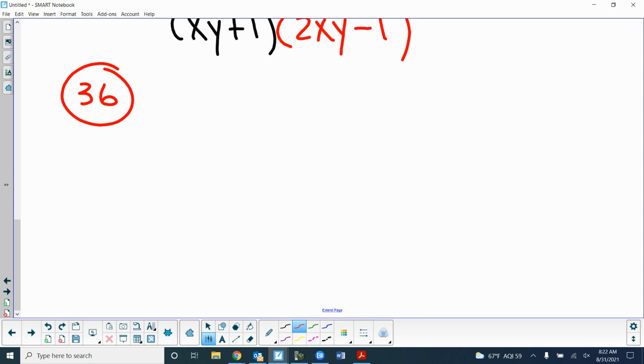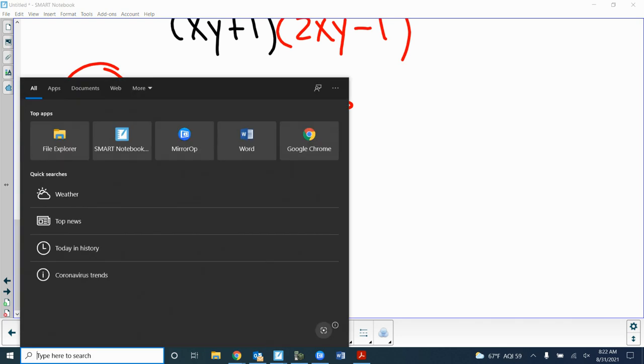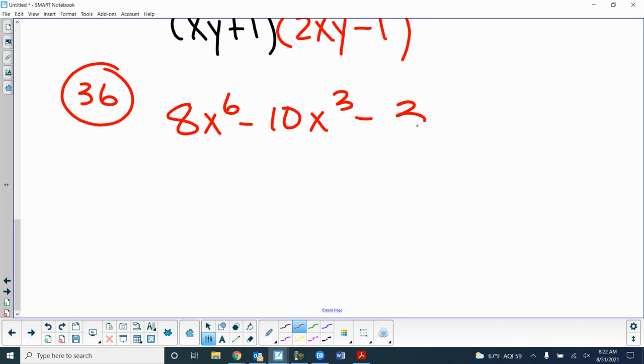Number 36 is 8x to the 6th minus 10x cubed minus 3. Okay, so is there a GCF? It's got 3 terms, so it's a trinomial. Are these both positive perfect squares? No. So what's 8 times negative 3? Negative 24.